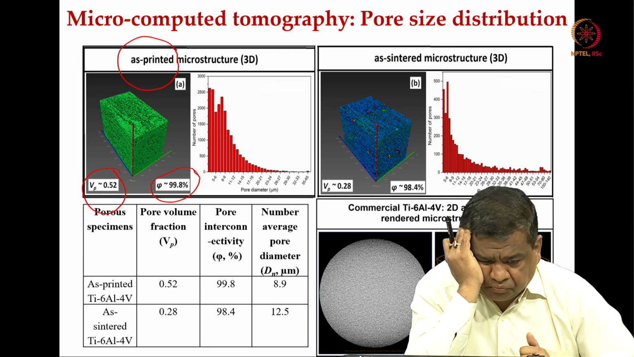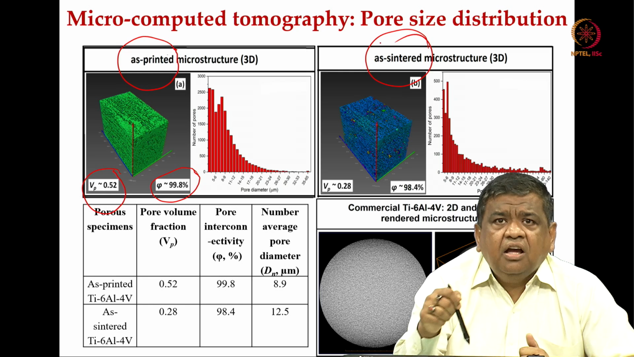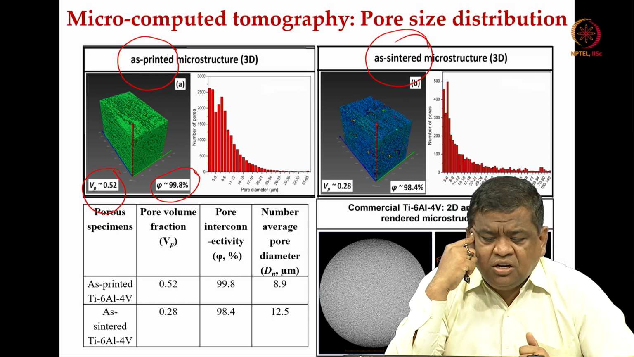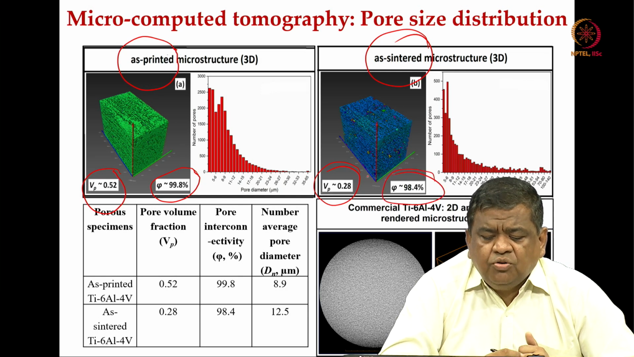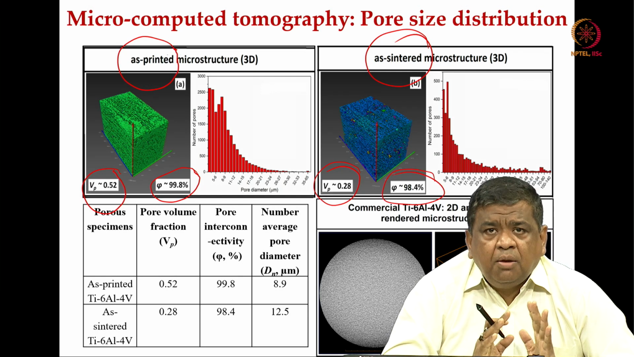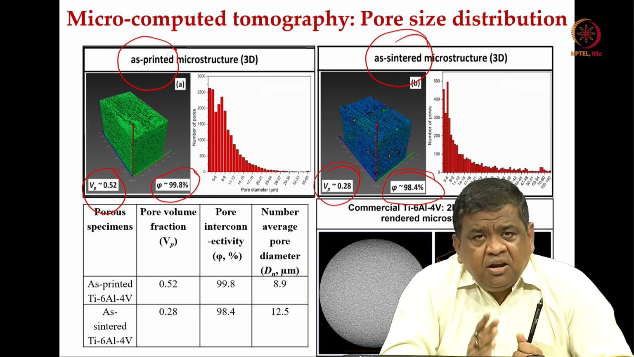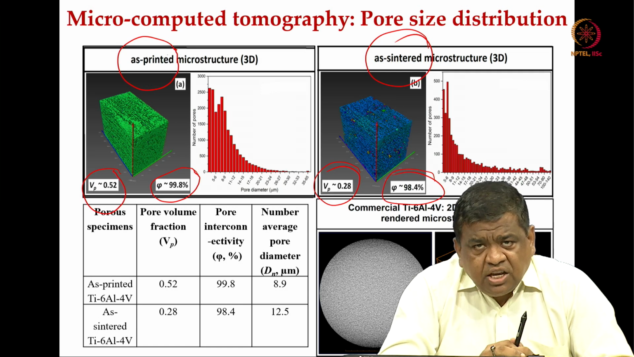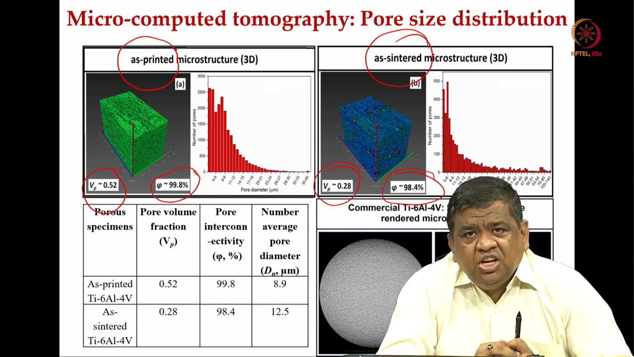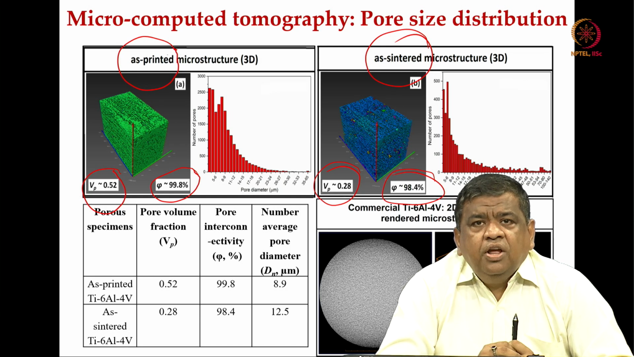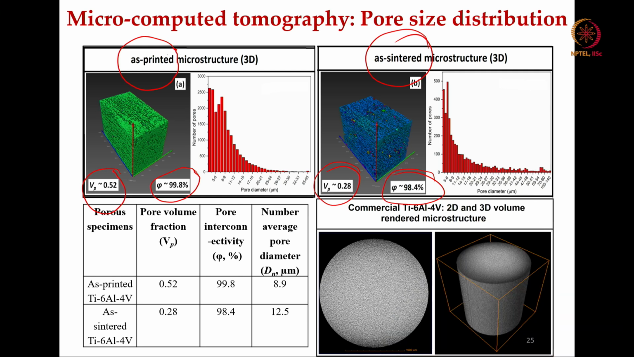That is the interconnectivity, 99.8%. When you do sintering and then analyze the as sintered microstructure, the volume fraction of porosity is 28% and interconnected porosity is 98.4%. So, the message that I am trying to send across is that post binder jet printing heat treatment reduces the porosity to a significant extent without causing much change in the pore interconnectivity, which is hardly reduced from 99.8 to 98.4.